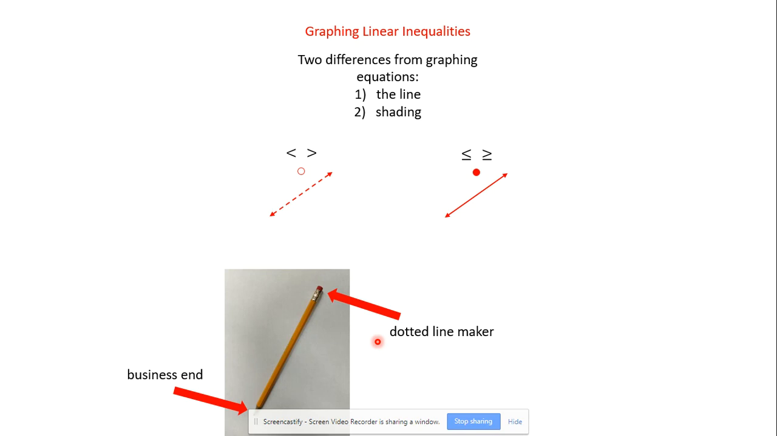Pens don't have that tool. On my chalkboard, I have to have a supplementary tool because my chalk doesn't even have that. So your pencils come with a built-in dotted line maker, and that is absolutely awesome.